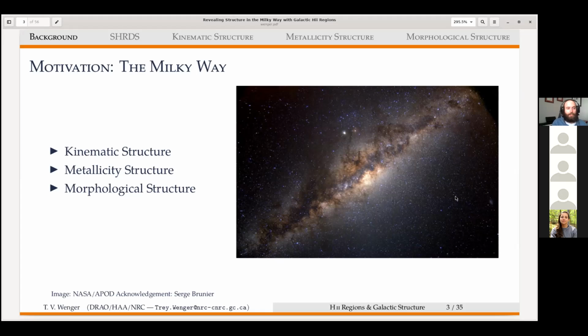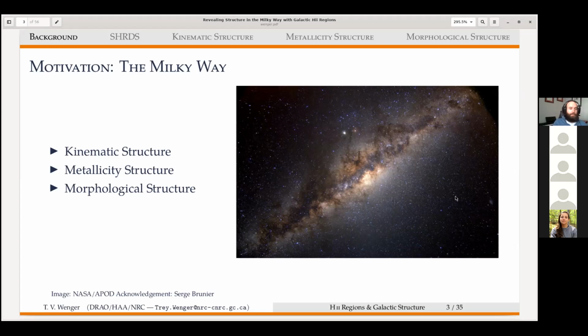Now, when I talk about galactic structure, I'm really talking about 3 different kinds of structures. The first is kinematic structure. How is stuff in the Milky Way moving? What is the galactic velocity field, for example? The second thing is the metallicity structure, the chemical structure of the galaxy. How are the heavy elements distributed? And what can this tell us about galactic chemodynamical evolution?